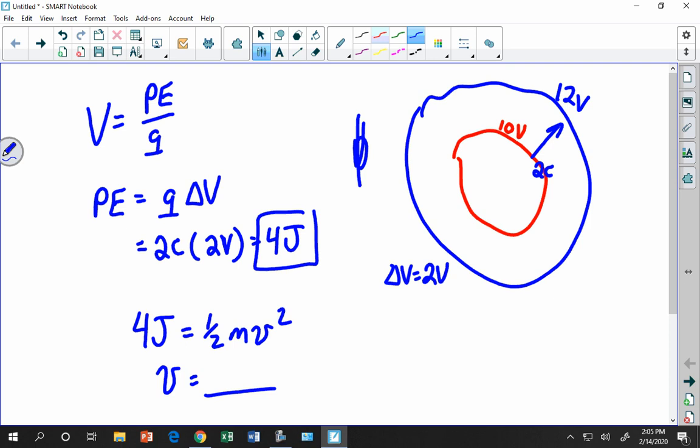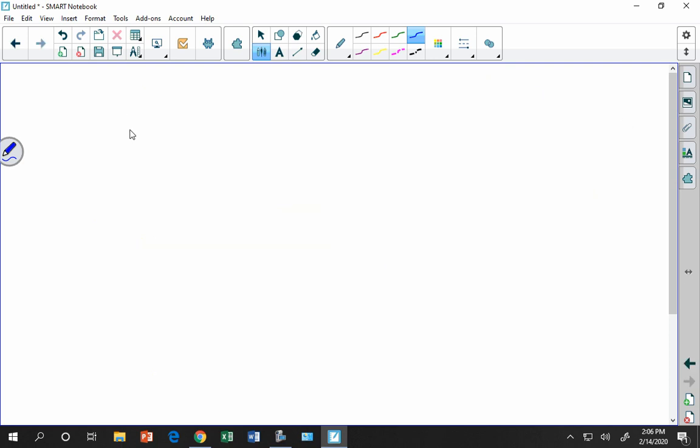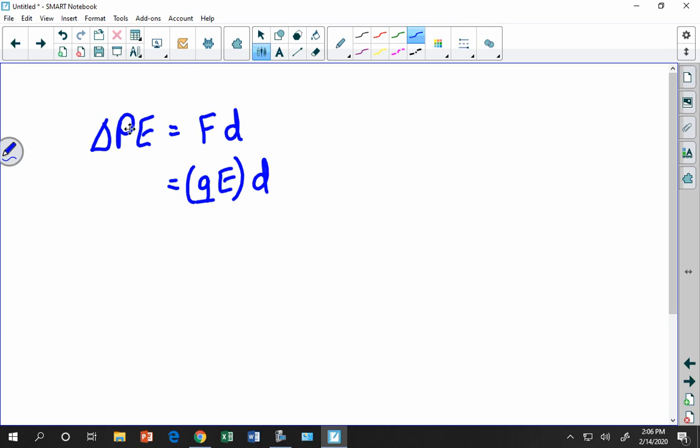We had something else come up that might be a different way that we would look at this. This equation is on your equation sheet, but the change in potential energy, I'm saying potential energy, but we can talk about this in terms of kinetic energy too, is equal to the work that you do, F times D. And that work is equal to Q times the electric field. F is equal to Q times E, and then times D will give us our change in energy.